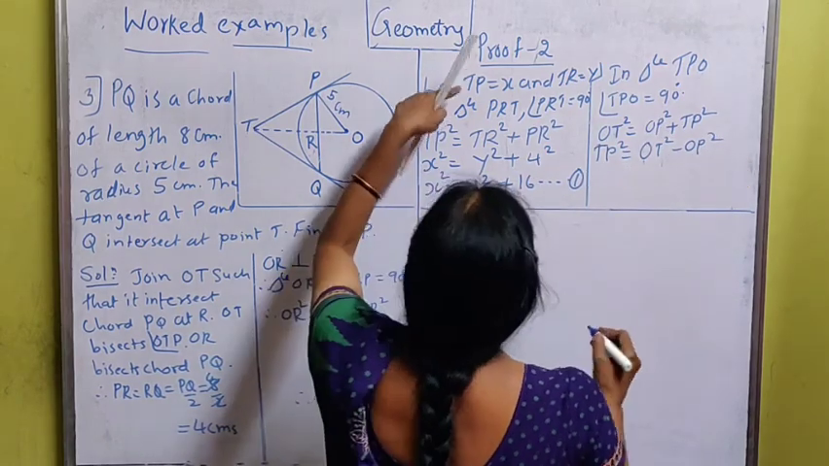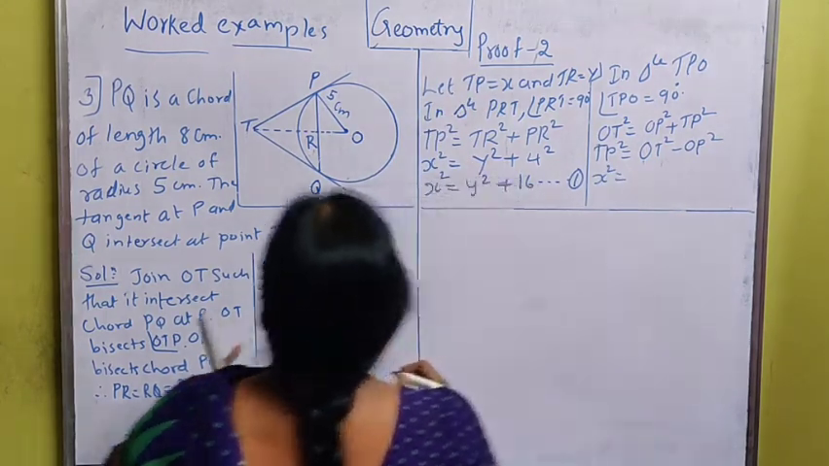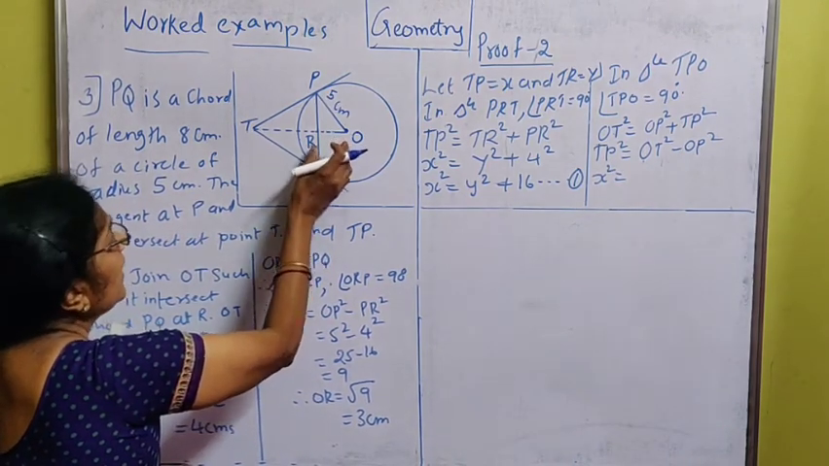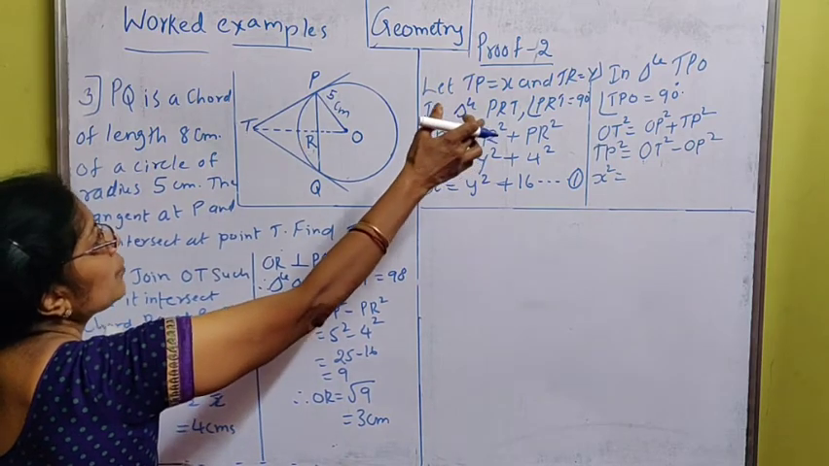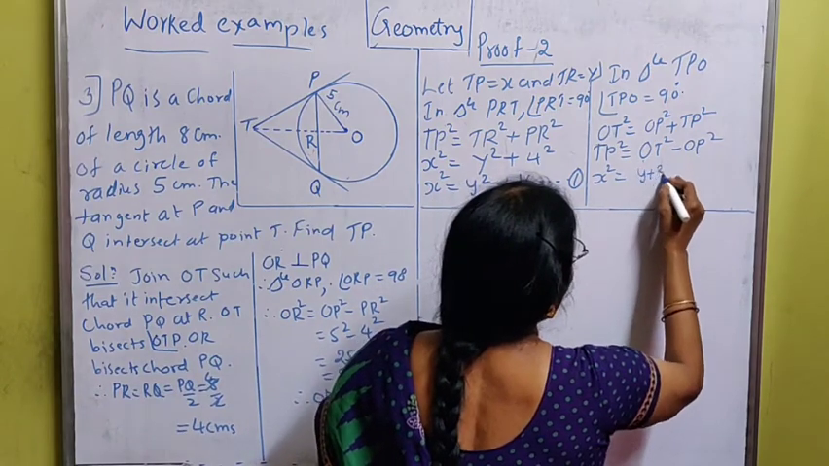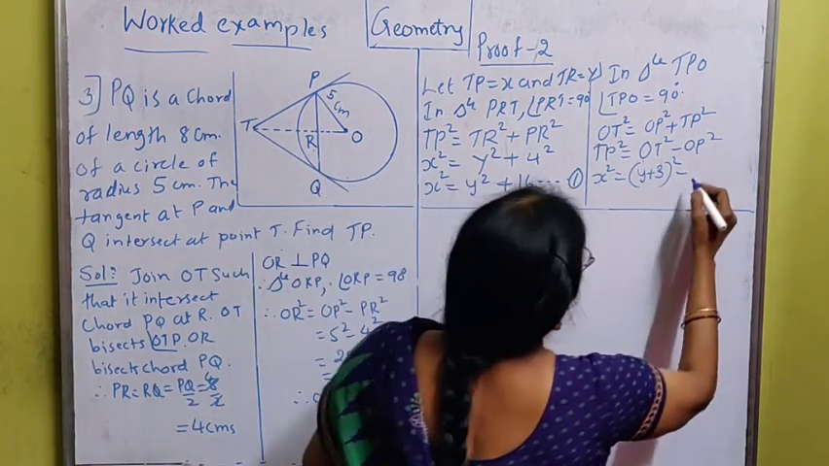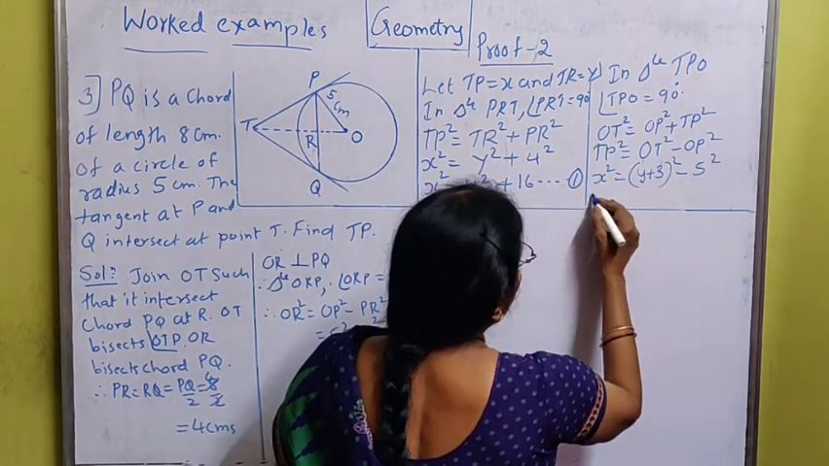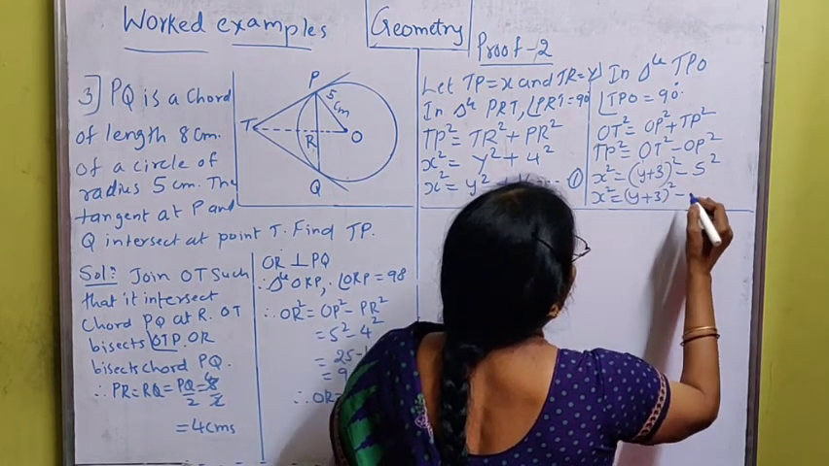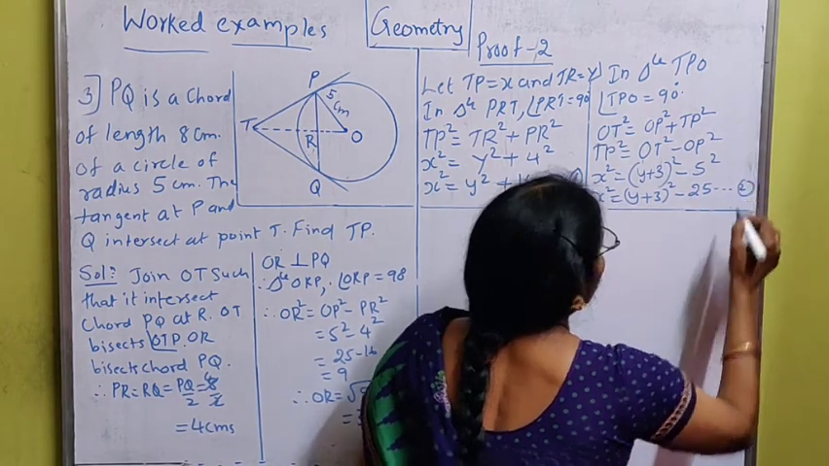TP is how much according to us? We have supposed it over here. So X square is equal to OT square. Now look here. OR is 3 and TR we have supposed as Y. So OT will become Y plus 3. So we get Y plus 3 the whole square minus, what is your OP square? It is 5 square. So we get X square is equal to Y plus 3 the whole square minus 5 square, which is 25. So this is your equation number 2.